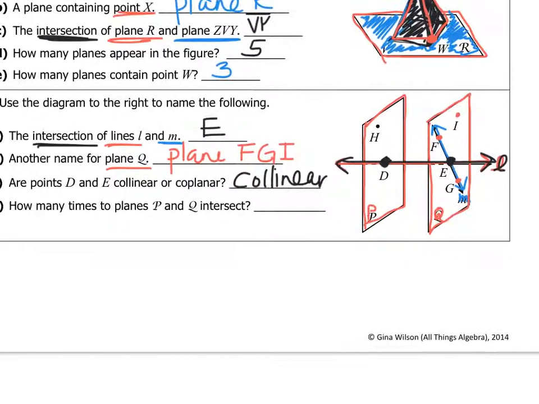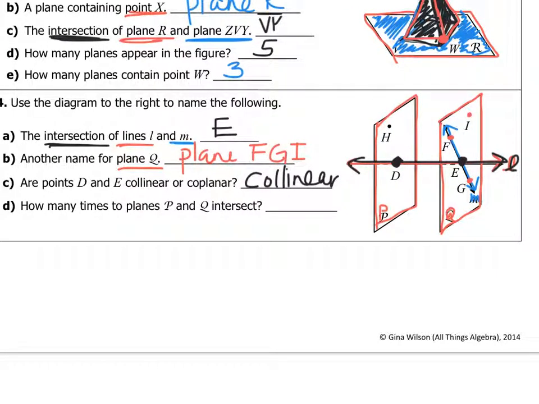And last question, how many times do planes P and Q intersect? Well, we see a line intersecting the planes, but are the planes actually intersecting each other? In this case, they are not. So the answer would be 0.